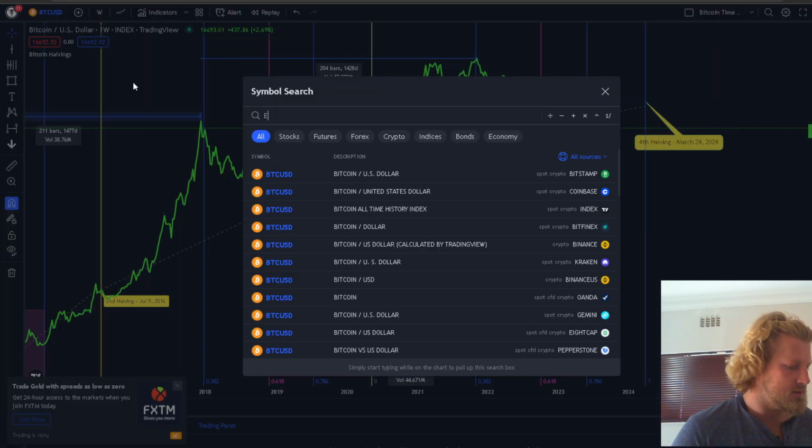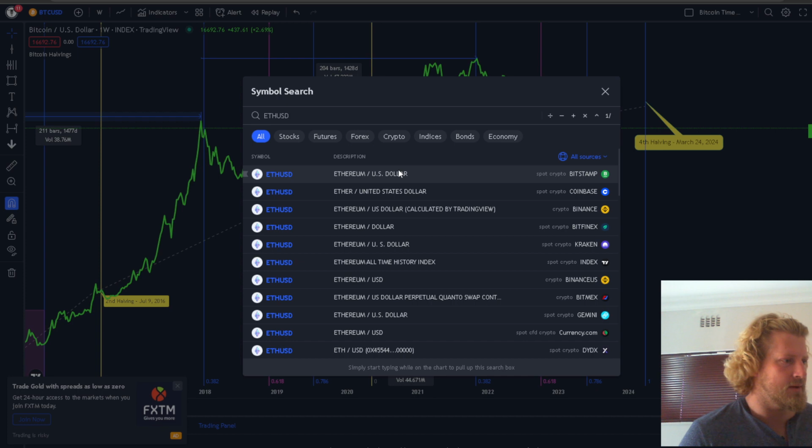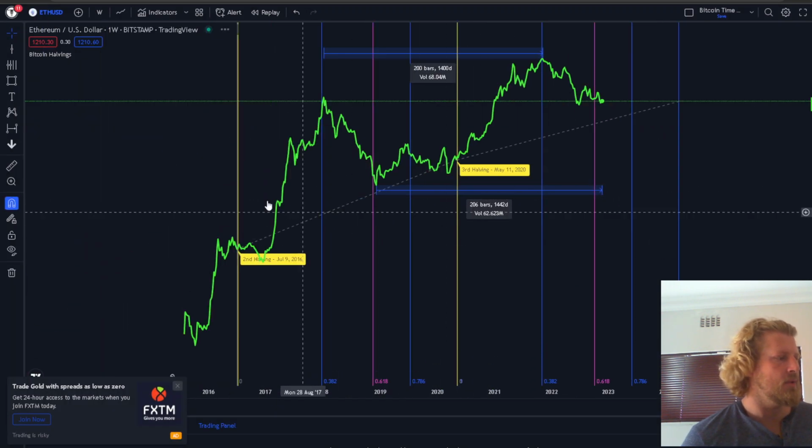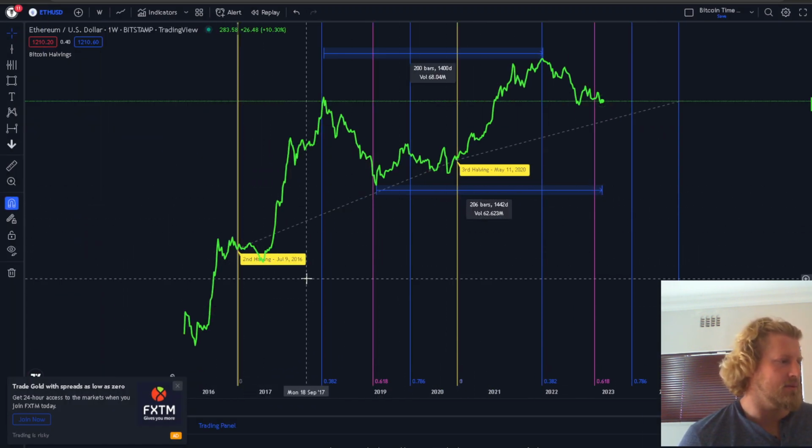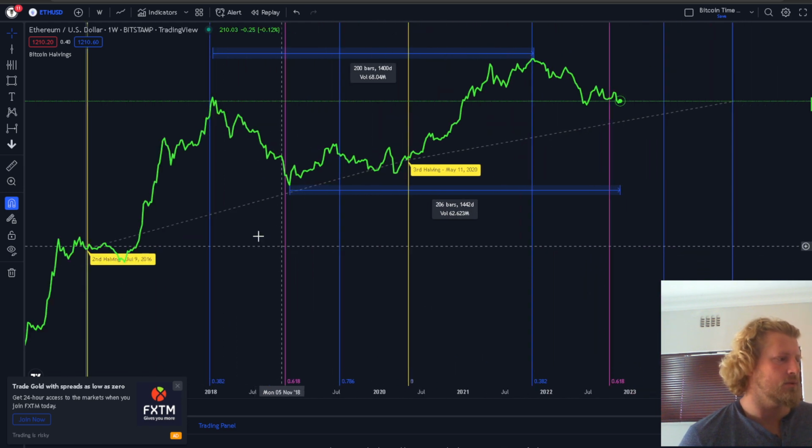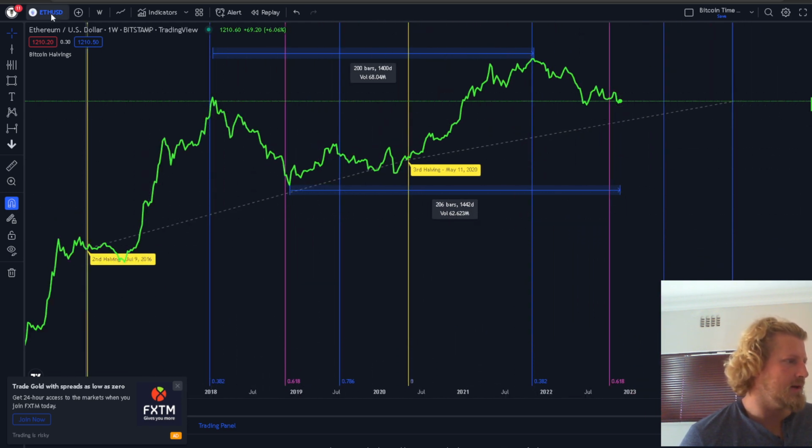And we can do this same analysis on the Ethereum chart. Once again, this is going off the Bitcoin halvening. Also, I've removed all of the line charts.